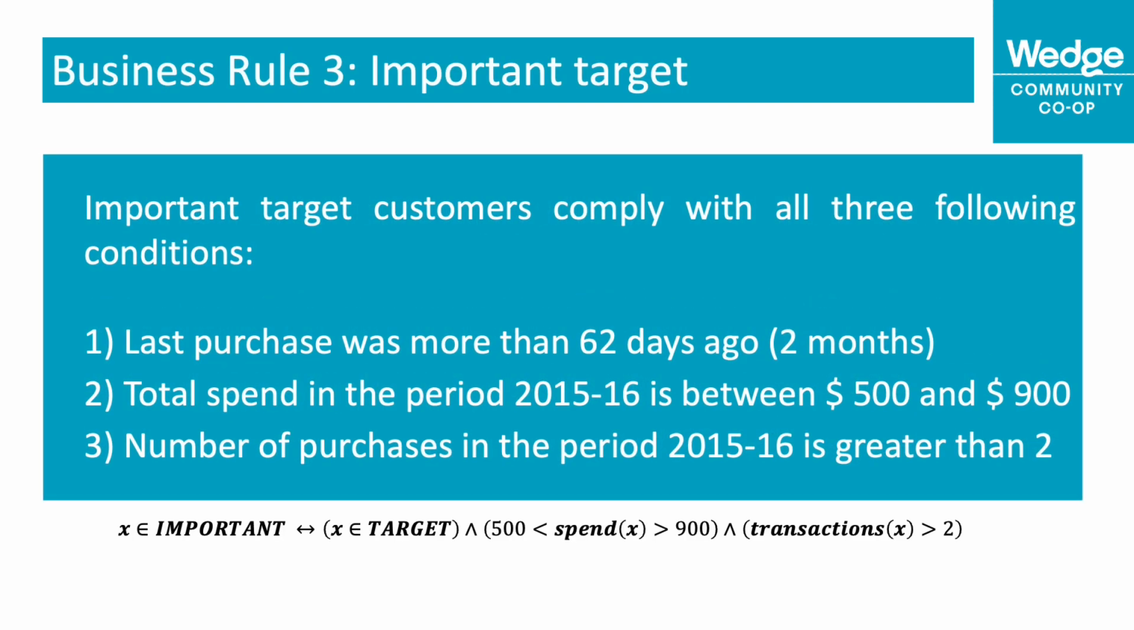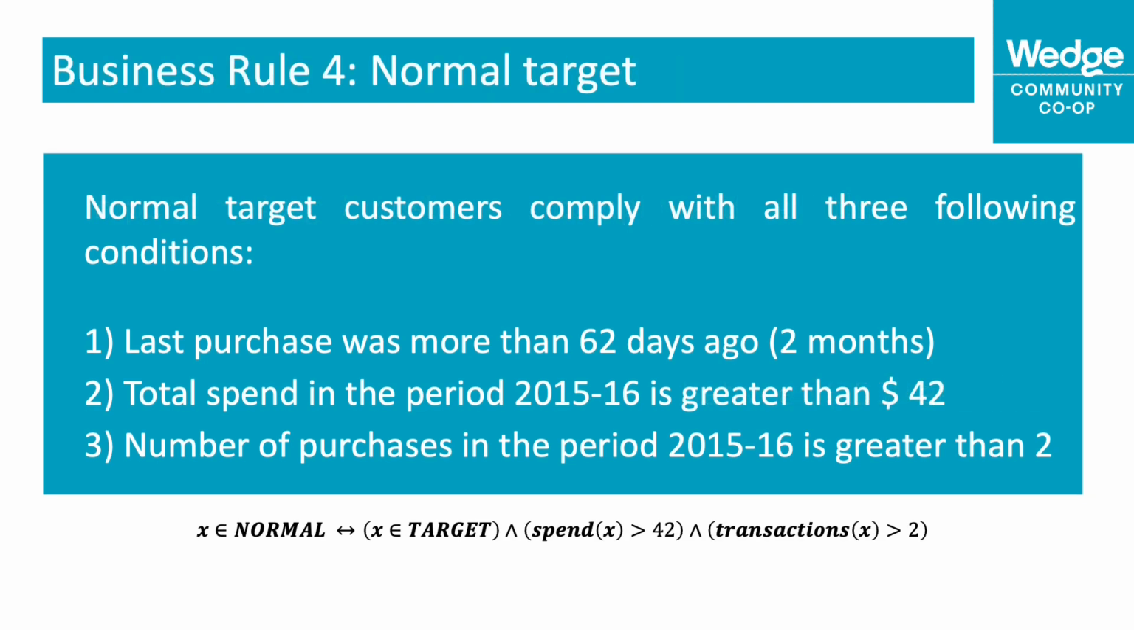A business rule to target the important customers consists in contacting all customers complying with those three conditions. Last purchase was more than 62 days ago, almost 2 months ago. Total spend in the period is between $500 and $900. And third, the number of purchases in the period is greater than 2.